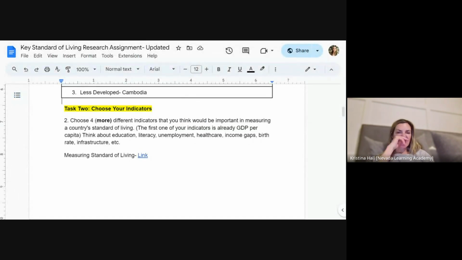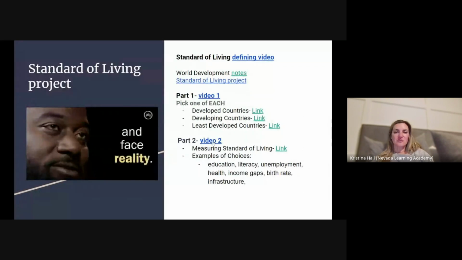So while you choose off this list, think about education, literacy, unemployment, healthcare, income gaps, birth rates. For healthcare, do they have healthcare systems? Do they have universal healthcare? Is health insurance provided, or is it scarce? So start to think about that. We'll look at this link here in a second. I just want to show you a quick video on indicators.